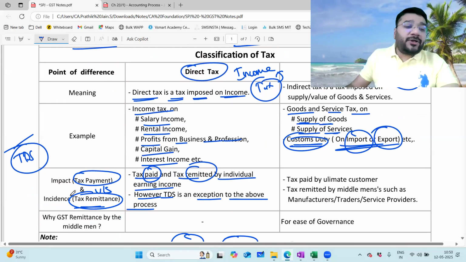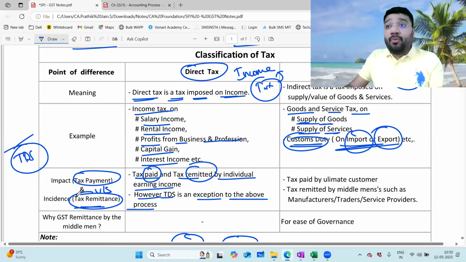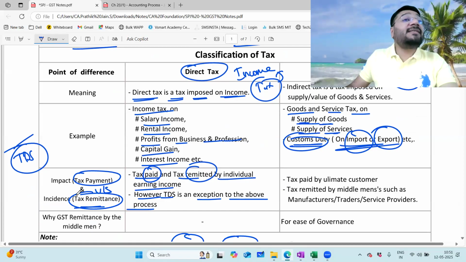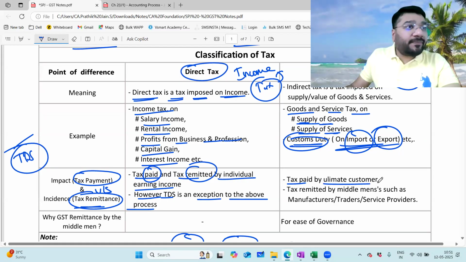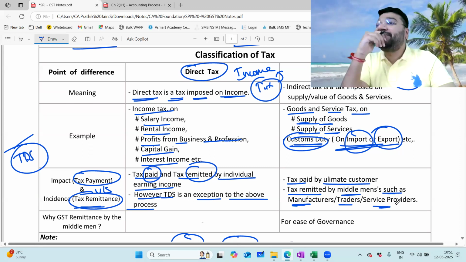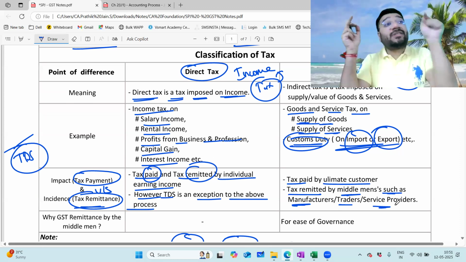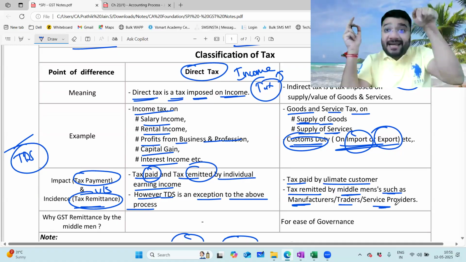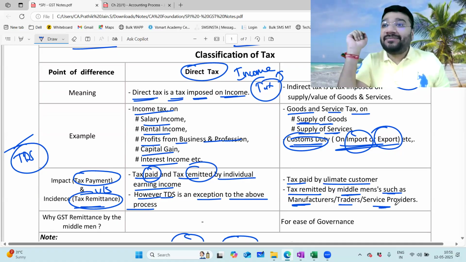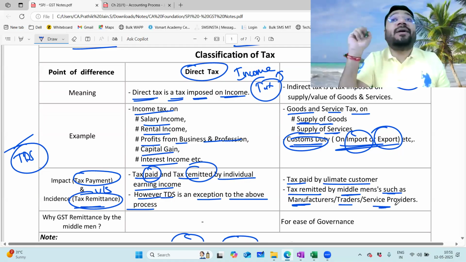Now, the question is, sir, who's the taxpayer here? Who's the tax remitter? Like direct tax, are both the persons the same here or different? The answer is absolutely different persons. The tax is paid by the ultimate customer, but the tax is remitted by middlemen such as manufacturers, traders, and service providers. Here, the person from whose pocket money is going, the person who is suffering the tax, the dent which is happening on the pocket, is a different person. And the person who's actually going and handing over the money to the government is a different person.